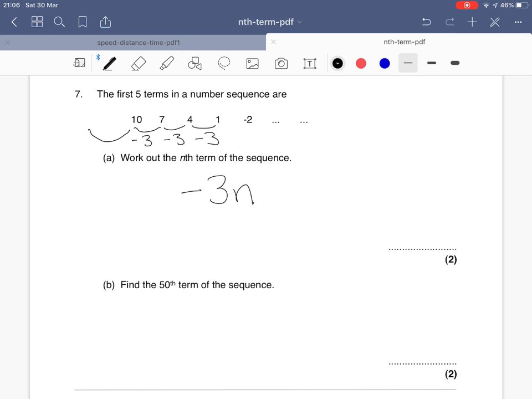Then go back one. So something, take away 3 is 10. So it's going to be 13. So it's minus 3n plus 13. We might see these written the other way around. So 13 minus 3n, and they mean exactly the same thing.